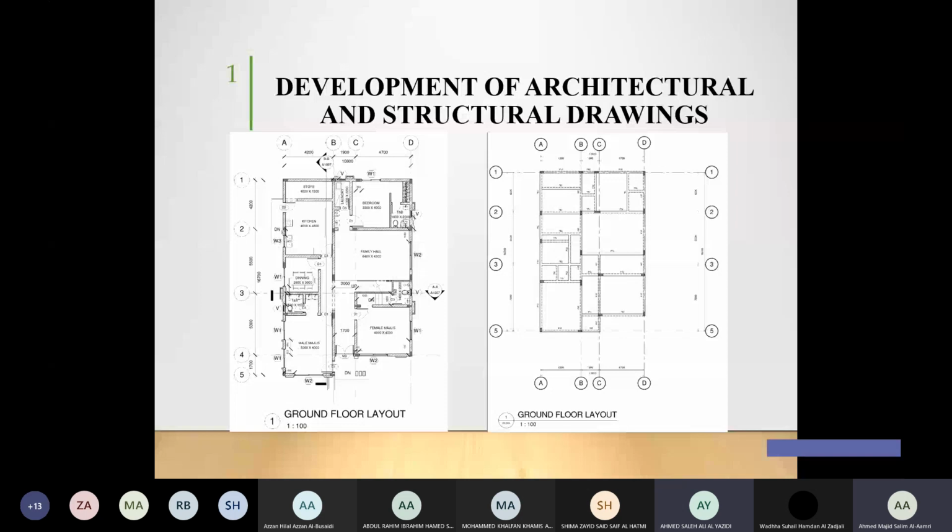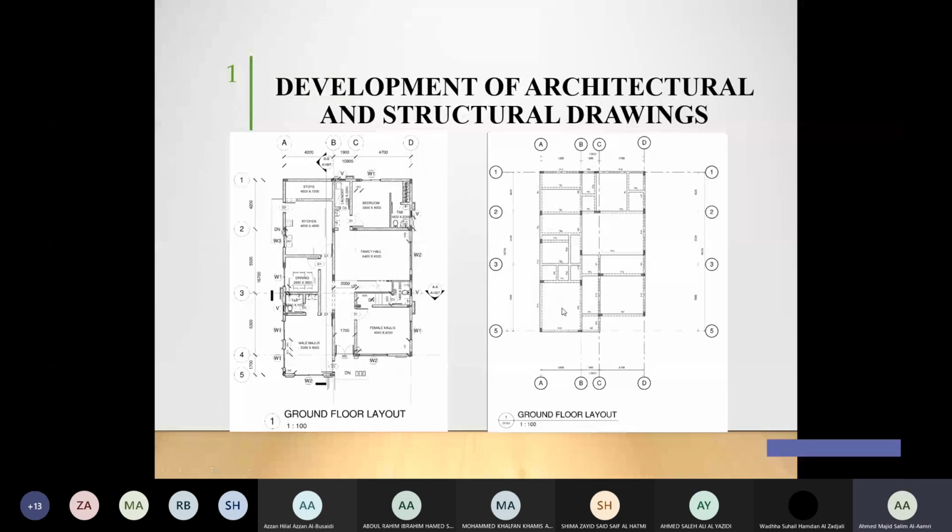Now, if you see in the structural drawing, we don't have anything except for the primary elements, which are your column, beam, slab, foundation, structural wall, or shear wall, if there are any. Can you see your structural drawing?